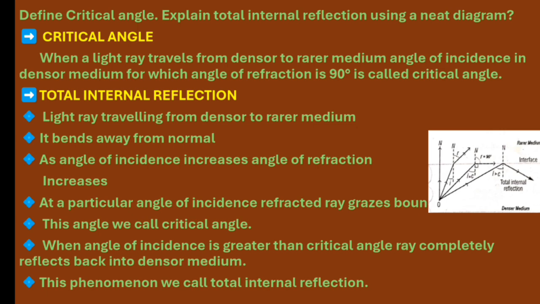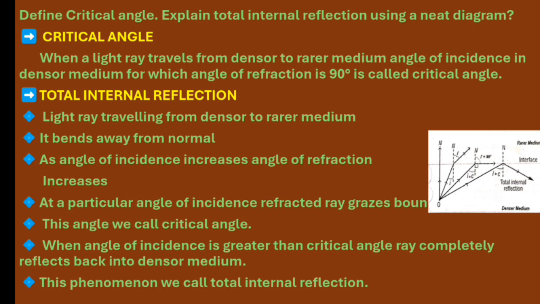When a light ray travels from denser to the rarer medium, the angle of incidence in the denser medium for which the angle of refraction is 90 degrees, we call critical angle. For total internal reflection, first the light ray is traveling from denser to the rarer medium. Then it bends away from the normal. Now as angle of incidence increases, angle of refraction increases. At one particular angle of incidence, the refracted ray grazes the boundary. Now this angle we call critical angle.